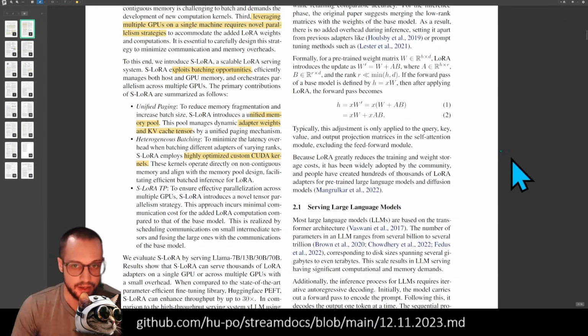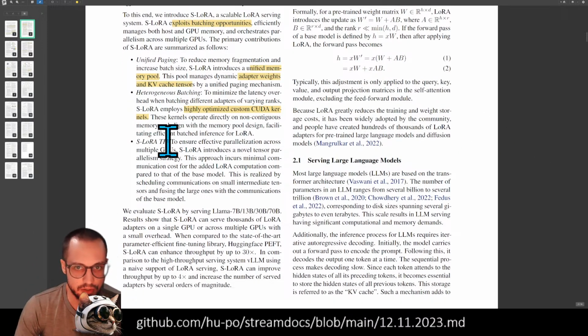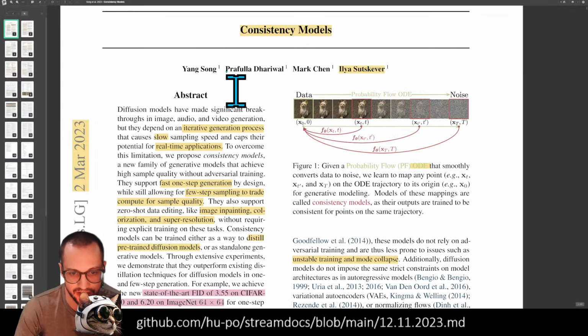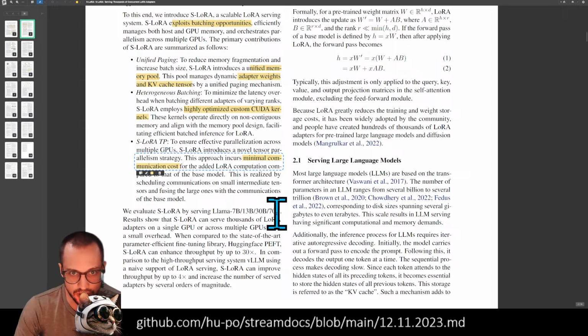Okay. And then I guess the final contribution here, S-LoRA TP. To ensure effective parallelization across multiple GPUs, S-LoRA introduces a novel tensor parallelism strategy. This approach incurs minimal communication cost for the added LoRA computation. So minimal communication, right? You can think of it like if you have your computer memory here and then you have your GPU memory here, how much communication is happening between them? Communication between different parts is going to happen at different speeds, so you have to be very aware of which parts are fast to communicate and which parts are a pain to communicate.